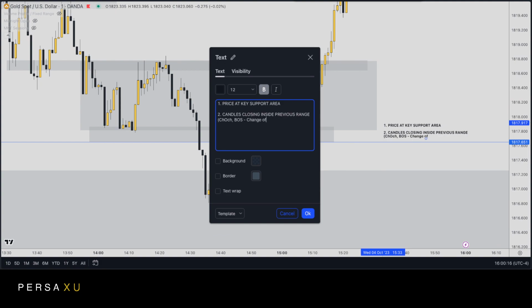And change of character. I'm not a fan of these terms. I just say what I see is happening. And like, I mean, God, the price is closing inside the range. Period. And then wicks. I call these rejection wicks.